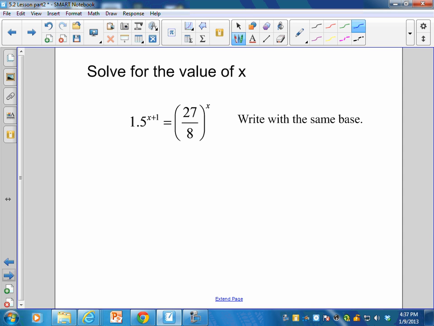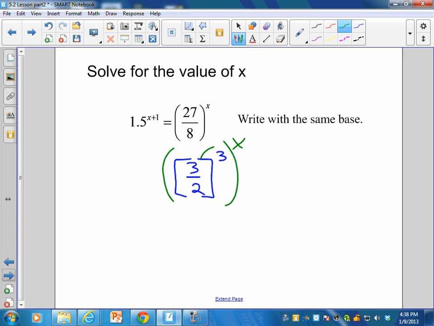So I get the idea that I can write this as 3/2, and I'm going to rewrite that again. I'm going to rewrite 27/8 as 3/2 to the third power, all of that to the x. Since 3 to the third power is 27, and 2 to the third power is 8, I can rewrite it like that.